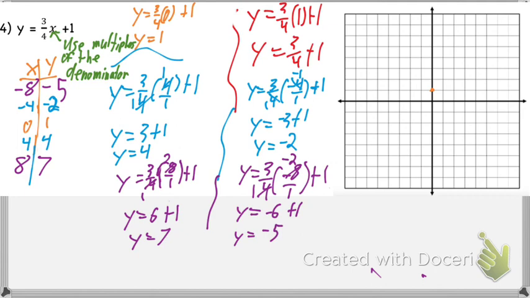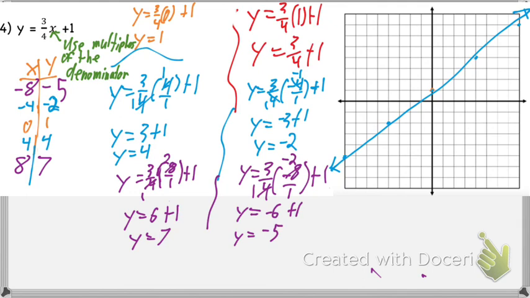Now if I graph these points, negative 8 comma negative 5, negative 4 comma negative 2, 0 comma 1, 4 comma 4, and 8 comma 7. Boom. Does that make a straight line? Yes, and it should. Questions on that one?